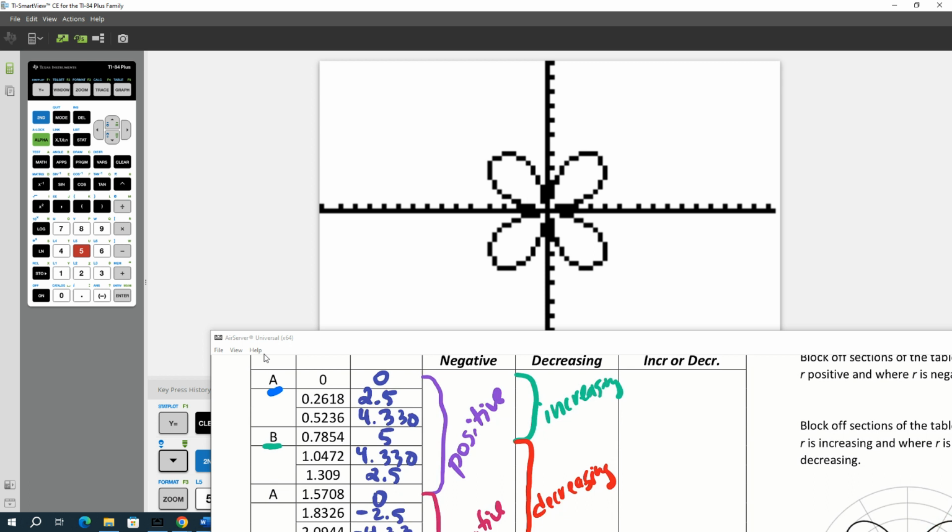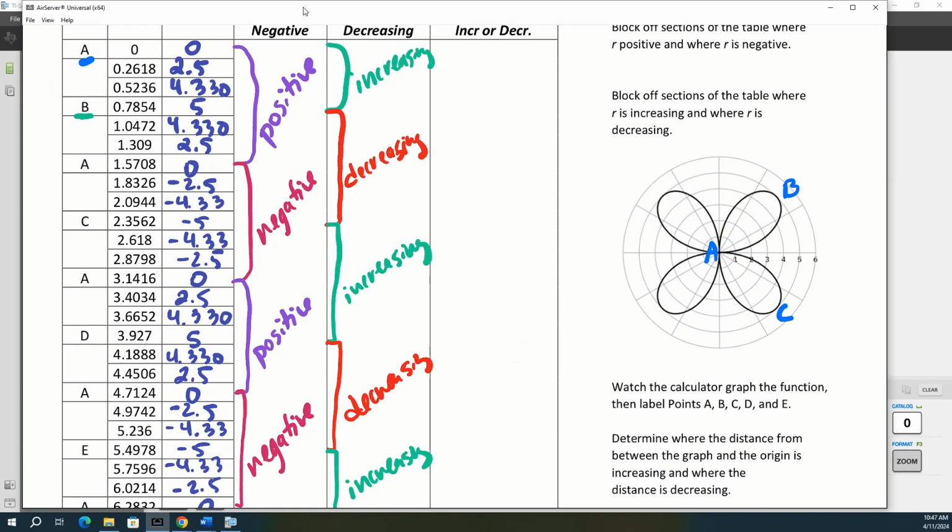Oh, sorry. I need to start over. All right. So we started at A. We went to B. Back to A. And then to C. And then back to A. And then D. And back to A. And then finally E. And then back to A. So that's the order that it was graphed. So if it's a calculator question, you can see that order.